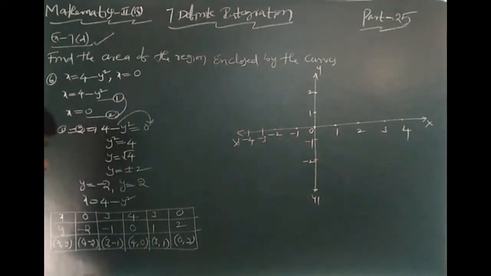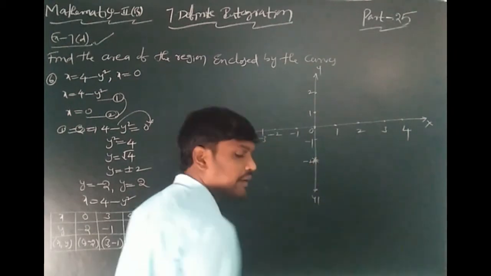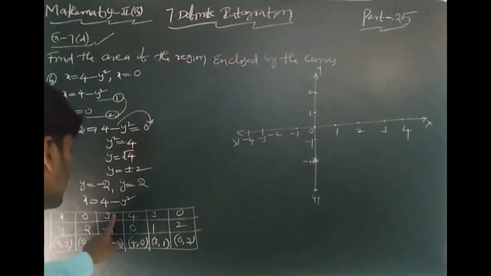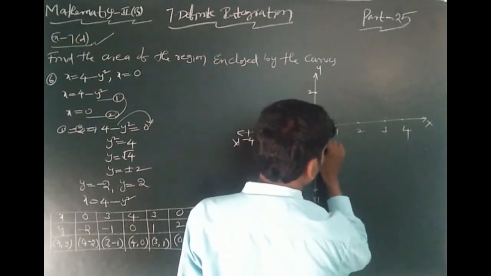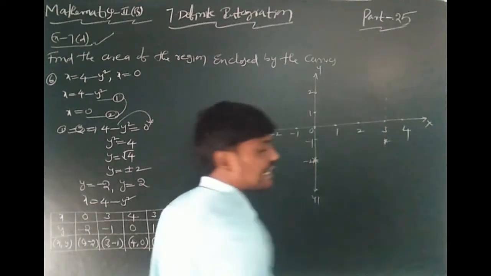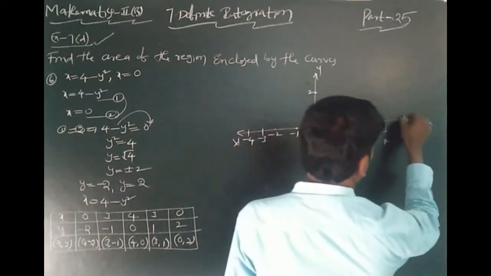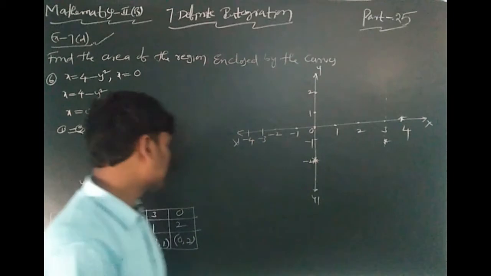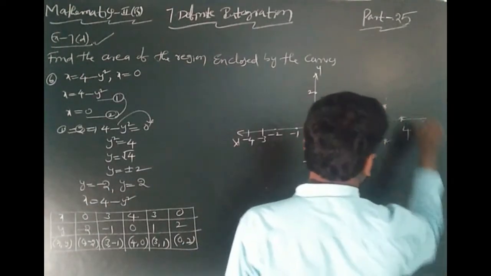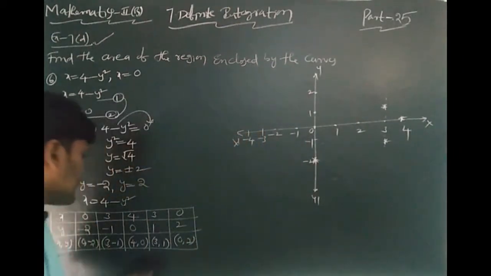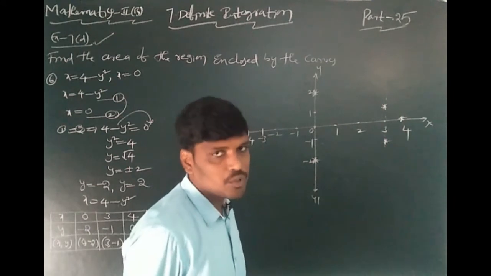Look at the points 0, minus 2. So this one is a point. After that 3, minus 1. This one is the 3, this one is the minus 1. You get this is the 3, minus 1. 4, 0. This one is the 4, 0. After that 3, 1. This one is the 3, this one is the 1. This is the 3, 1. After that 0, 2. This is the point of 0, 2.